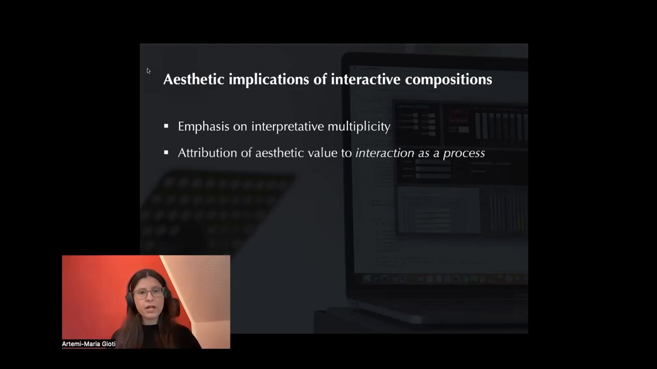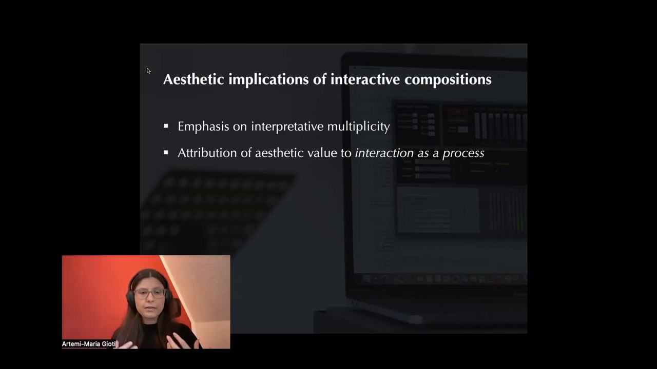Another important aesthetic implication of the concept of interactive compositions is that it attributes aesthetic value not only to the sonic outcome of the interaction between the musician and the computer, but also to the process of interaction per se. This process is rarely limited to the aural domain, and in fact, I find that often it's more easily recognizable in the visual domain. For instance, in moments when a musician picks up a certain object with the intention to perform a certain action, but then immediately puts that object down and picks up another one in response to a musical change introduced by the computer music system.